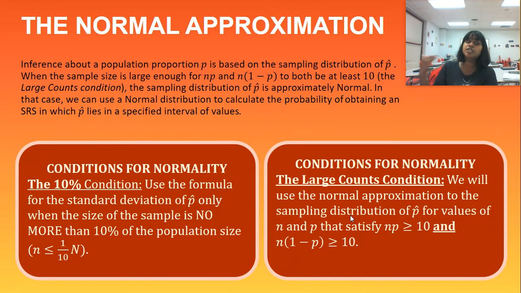In order to use the normal approximation, in order to make a sampling distribution of p-hat representative of the normal approximation, I want to use normal approximation formulas to talk about a sampling distribution of p-hat. Then my n and my p multiplied together must be greater than or equal to 10, and my sample size n and the opposite of p, 1 minus p, must also be greater than or equal to 10. So it's both dealing with 10. I just want to make sure we harp on this.